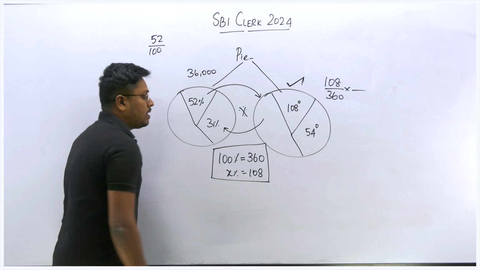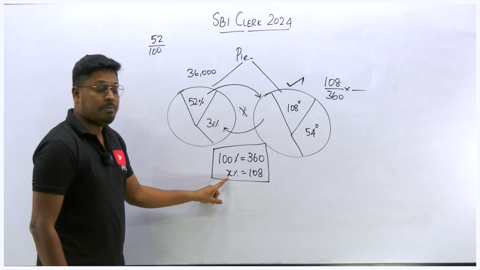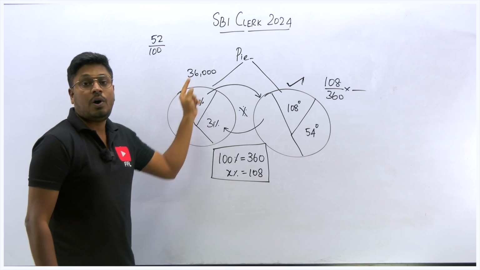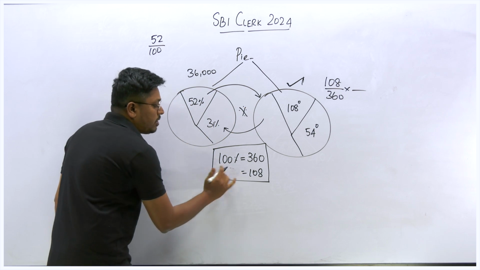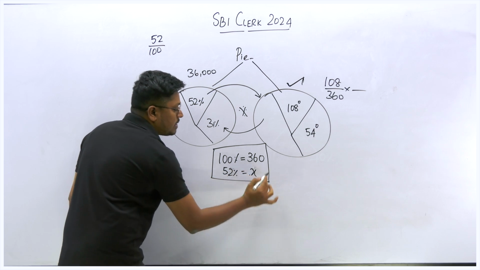Understood or not? When you cross multiply, you can find that 108 degrees is how much percentage. Or else, if you need to convert this 52% into an angle, what you need to do is write 52% here. So 52% is equal to how much degrees.